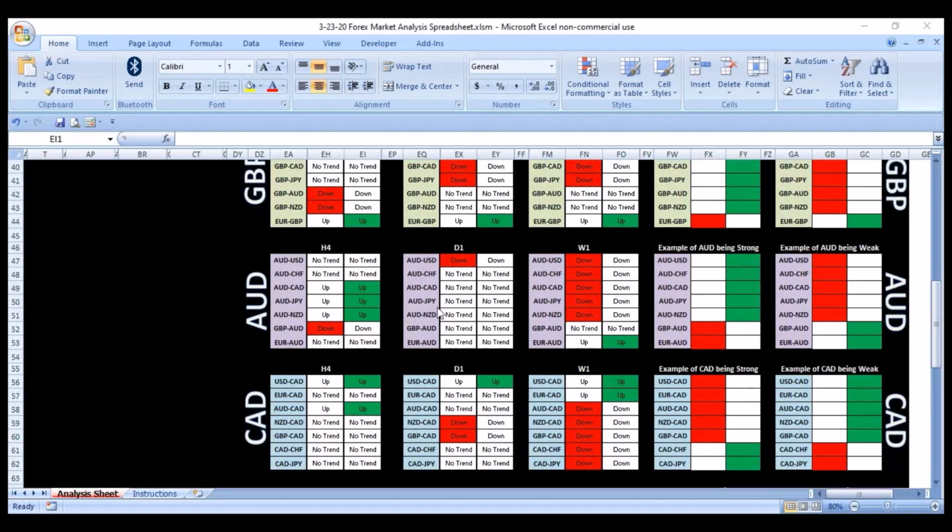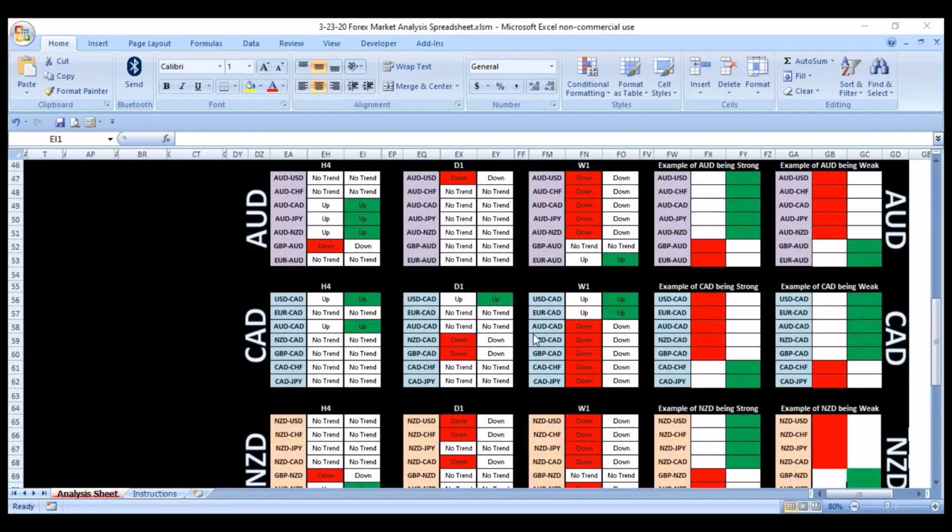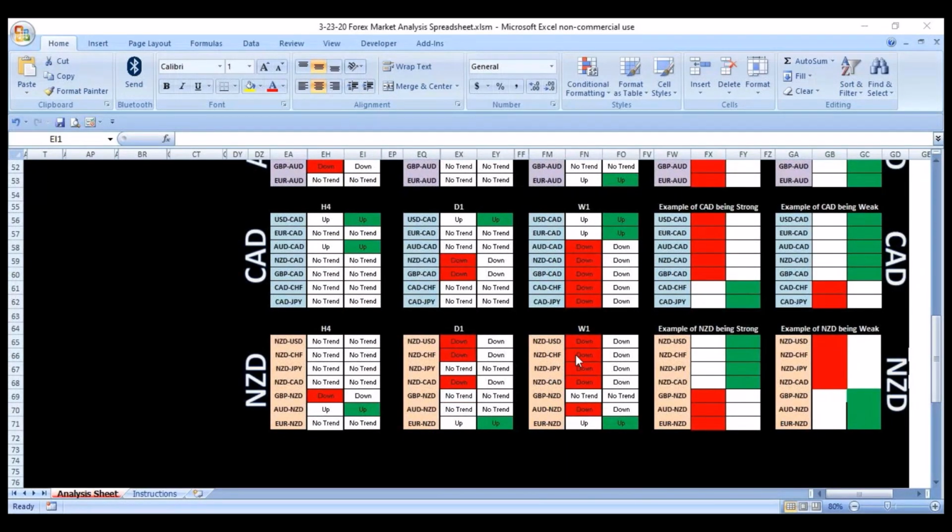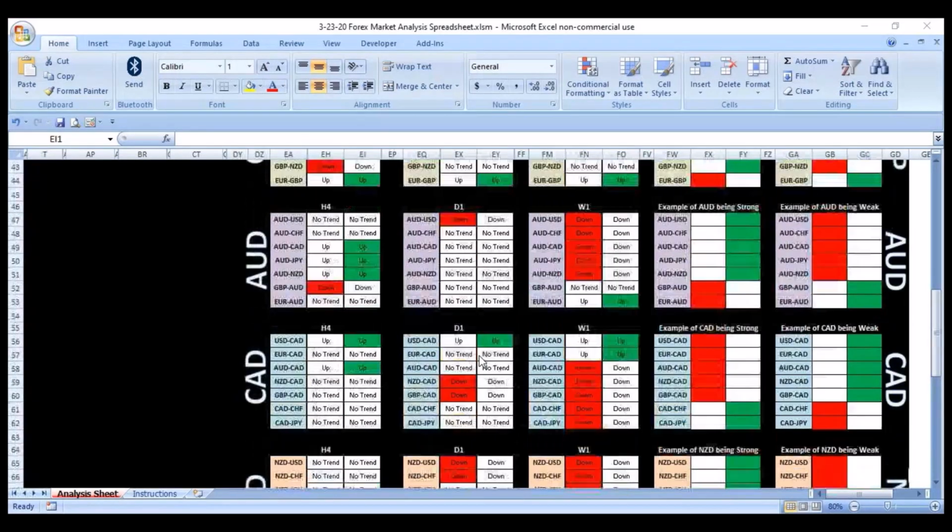Aussie's largely a mess except for the W1, which means there's no short-term trends to help us along with the W1 downtrend, Aussie's weakness. CAD is largely mixed as well, except for the W1, and New Zealand, same thing. W1, New Zealand weakness, and then the 4 hour and the D1, nothing going on.